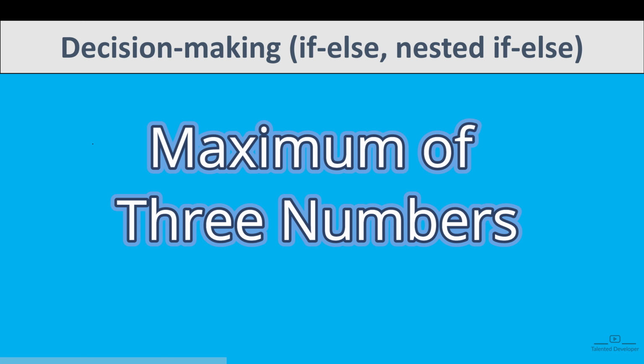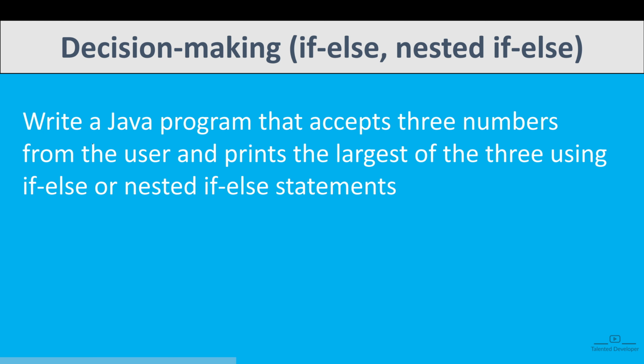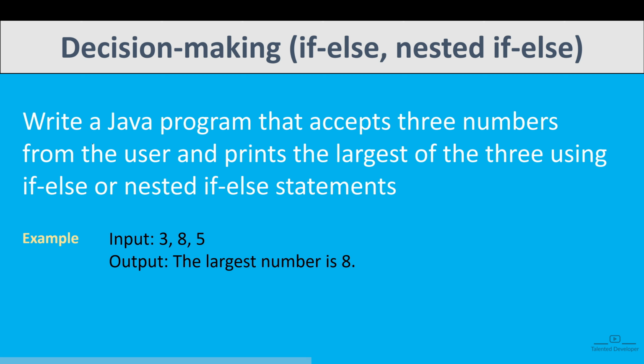So problem number 2, maximum of 3 numbers. Here also you can use an if-else or nested if-else statement. You have to write a program that accepts 3 numbers from the user and prints the largest of the 3. The input will look like 3, 8, 5. Then the output will be: the largest number is 8. If you want, you can twist the code and change it, but make sure you are able to find the maximum of 3 numbers.